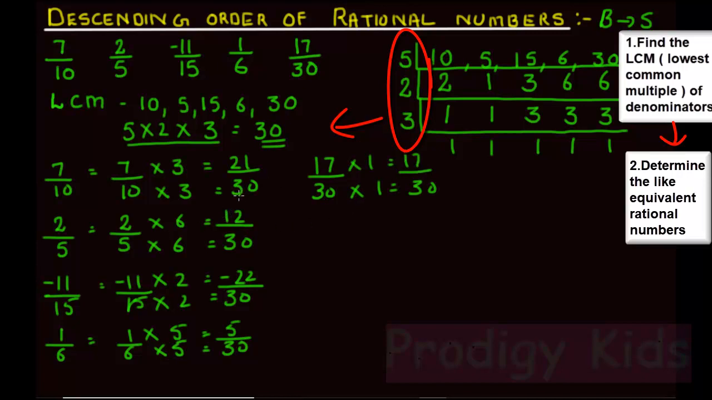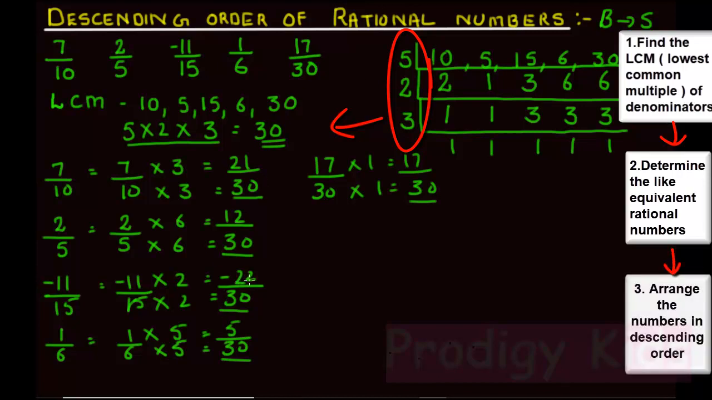So now we've got 21 by 30, 12 by 30, negative 22 by 30, 5 by 30, and 17 by 30. We're working on the descending order of rational numbers. Now tell me, which is the greatest rational number here? It can't be negative 22, since it's a negative rational number, so there's no way it can be the greatest. The greatest number here is 21 by 30. So 21 by 30 comes first.